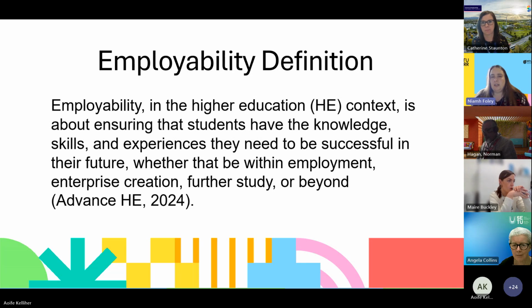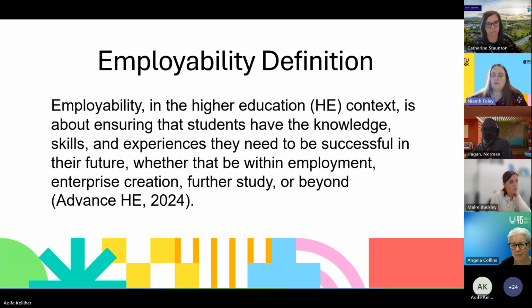And I suppose I was looking at it in the context of higher education. I suppose it's looking at students having the knowledge set, the skills, and the experiences to be successful in their future, whether that be employment, creation, further study or beyond.